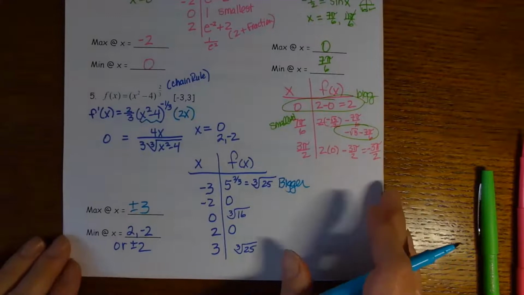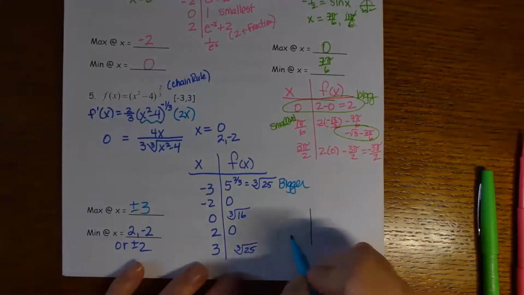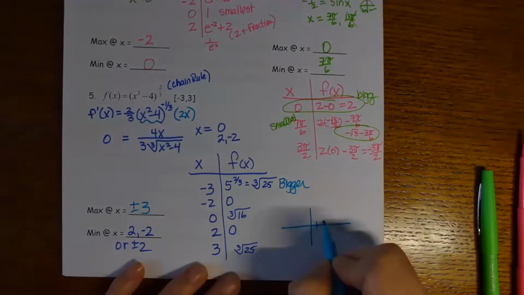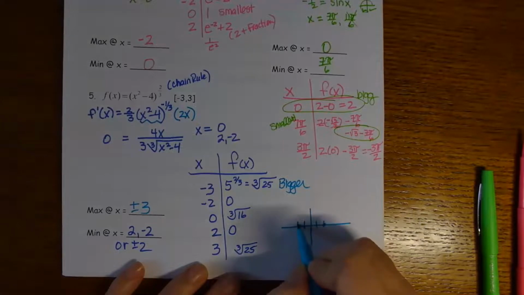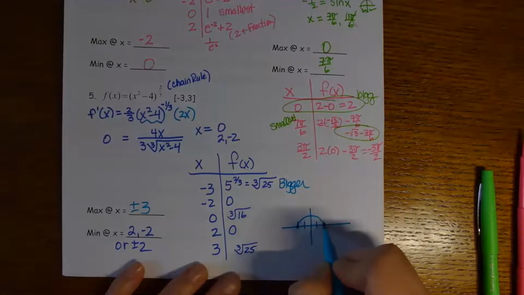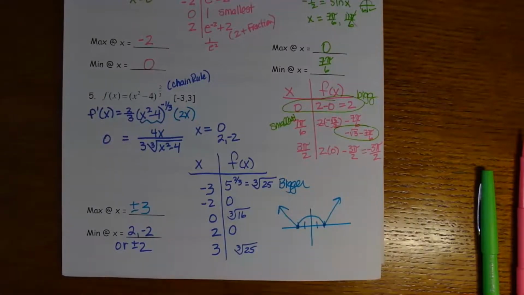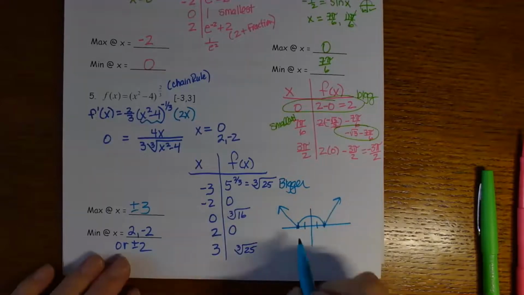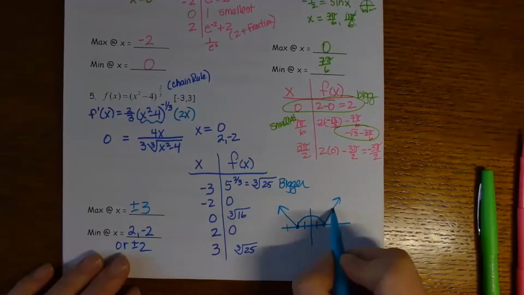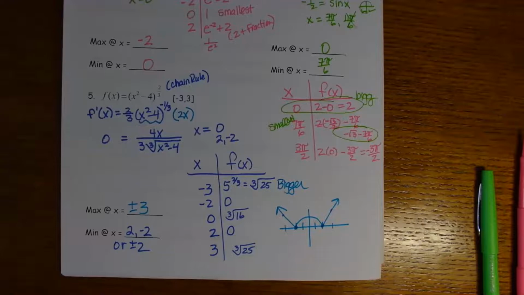If you're curious as to what this little guy looks like, you don't have to know what he looks like, but I'll show you why this looks the way it does. That's what that little guy looks like. So we're going to continue to go up forever, but out here at 3, we've hit a maximum.